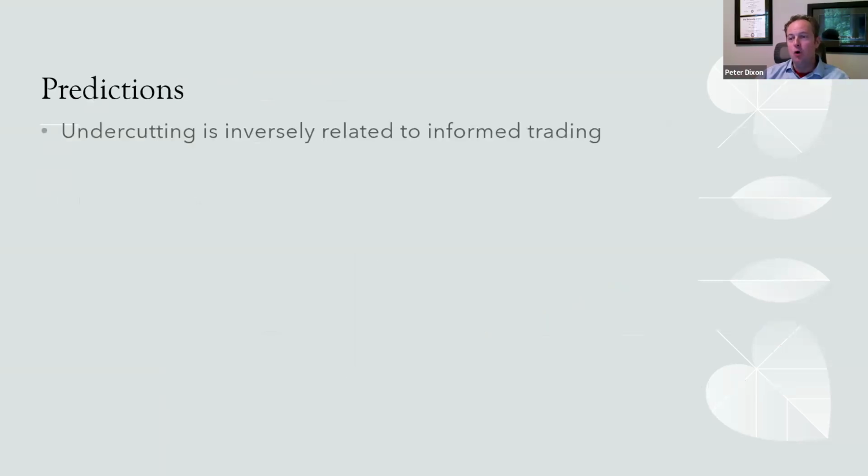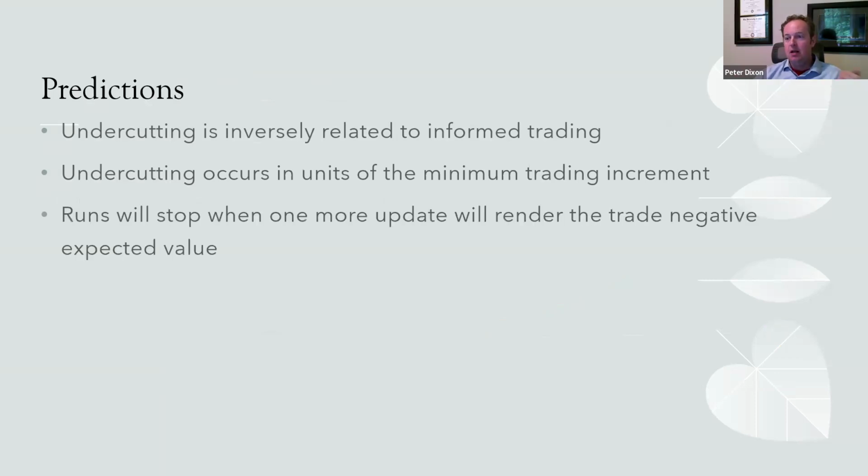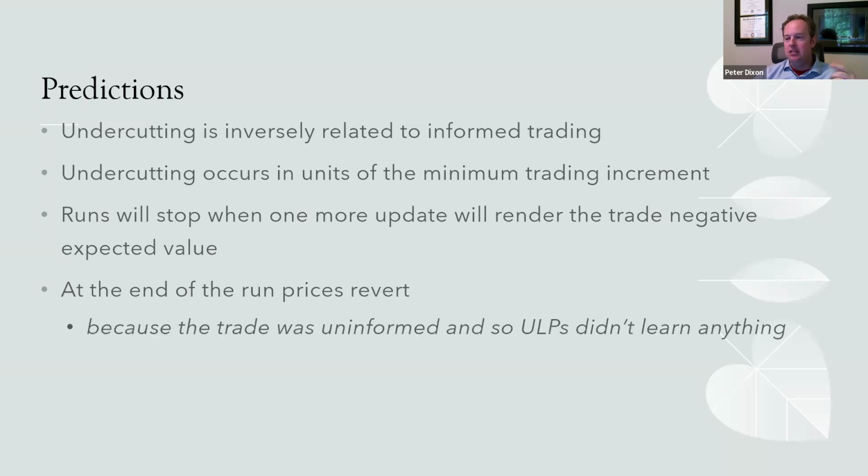The model is very simple, but it has a number of predictions. Undercutting is going to be inversely related to informed trading. Undercutting occurs in units of the minimum trading increment. Undercutting runs will stop when one more update will render the trade negative expected value. And at the end of the run, prices will revert. This is simply because the trade was uninformed, and so the ULPs didn't learn anything. So once the sophisticated liquidity providers' quotes disappear, the price goes back.